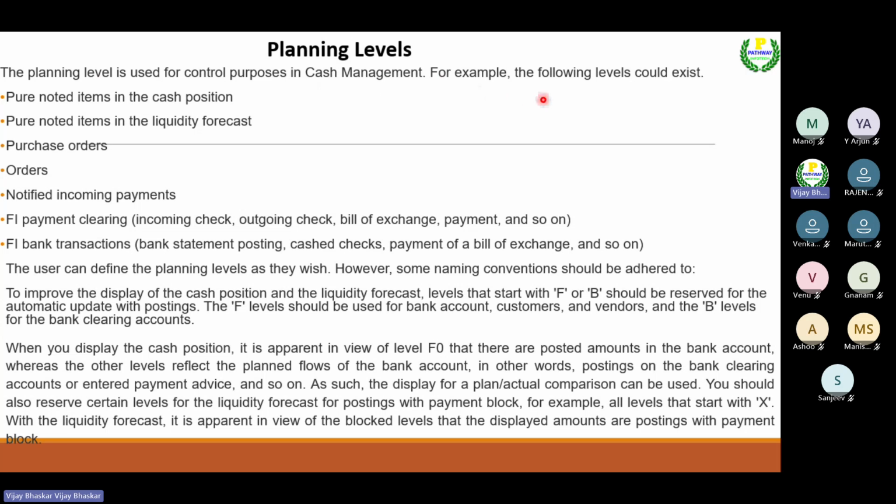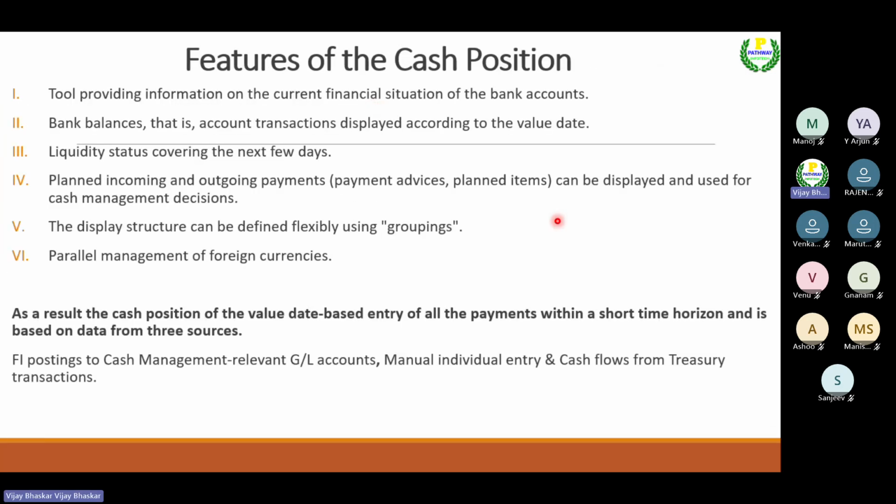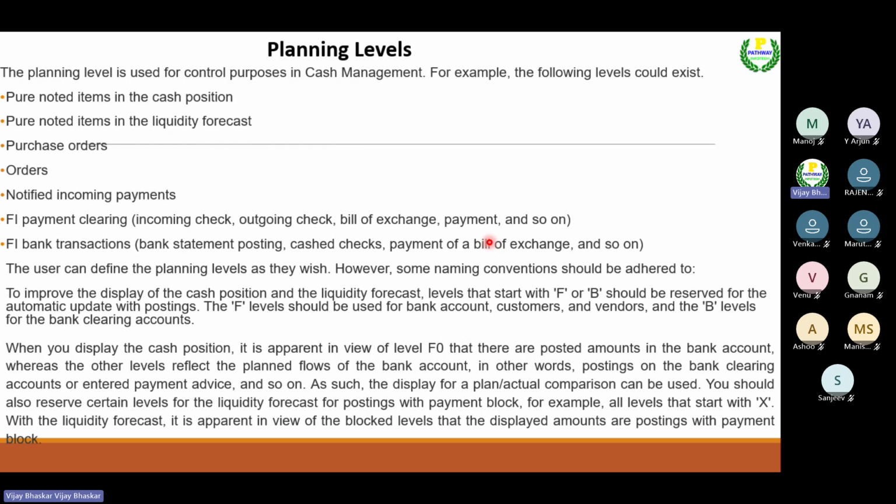For example, the following levels could exist. How can the planning be done? If you remember the grouping I was talking about, the display structure can be defined flexibly using groupings, meaning that you want to group some items together. How can you summarize those items? You could see here the pure noted items in the cash position.